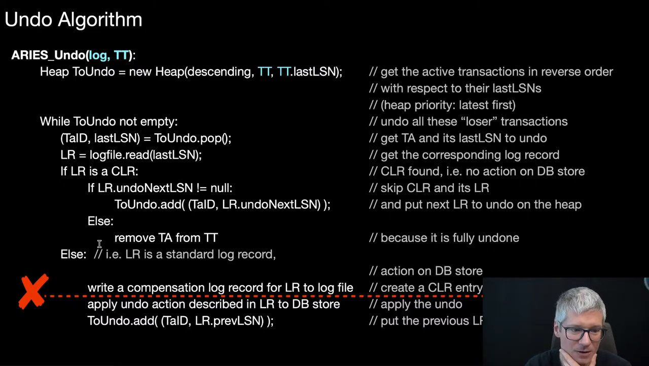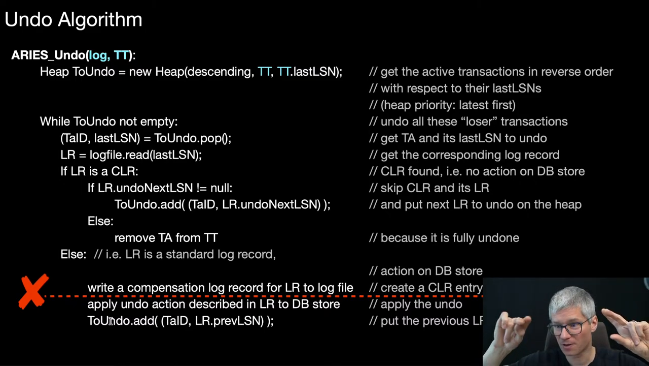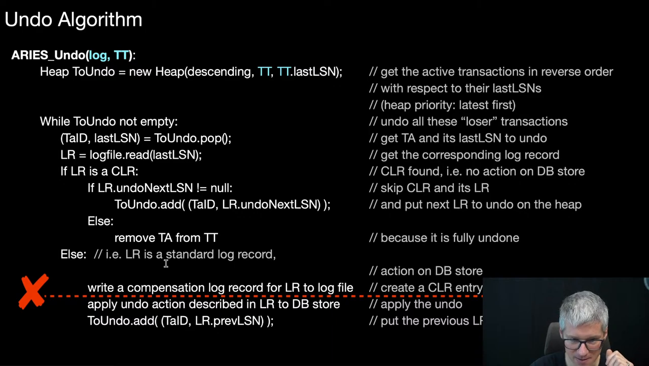Maybe let's first look at the case where it's a standard log record. That's the else branch. If it's a standard log record, then here we see what I explained before already. We write a compensation log record. Yeah. So recording the change we do to the store, apply that undo action described in that log record to the database store, and add the next log record to be undone for that transaction to the heap. Yeah? So basically we did one step from right to left, from most recent to oldest for this transaction. We undid the change in the store, we wrote a corresponding compensation log record, and then we put the new entry on the heap for the next round. That's basically the handling of a standard undo operation.